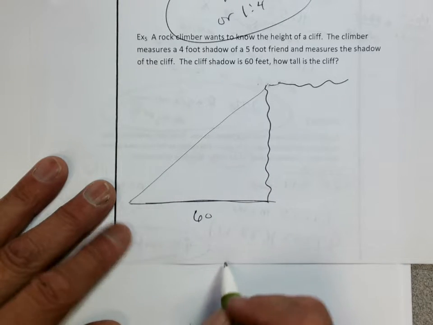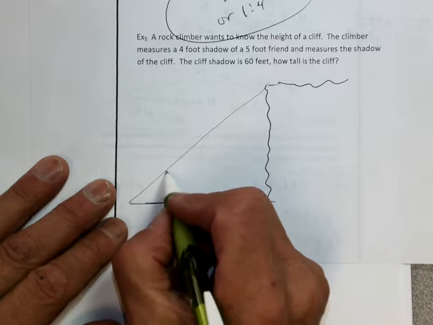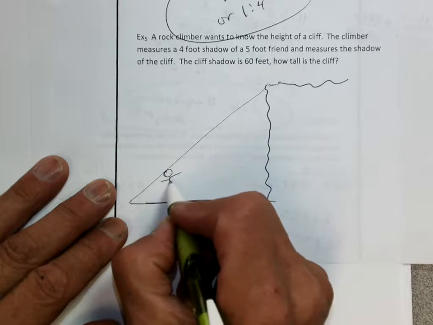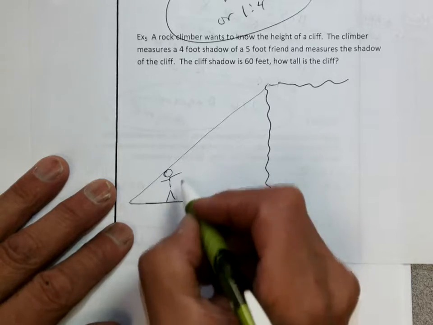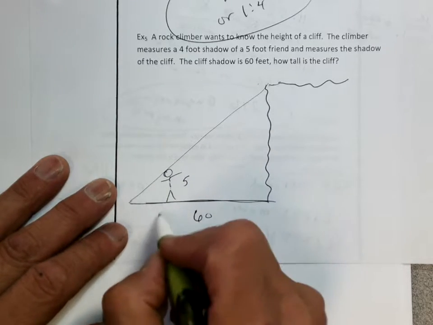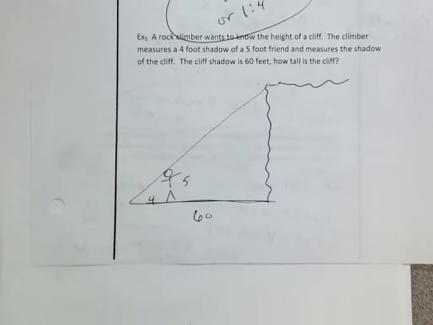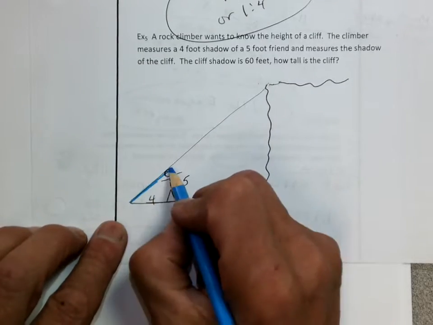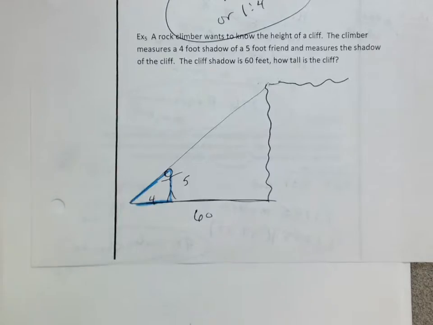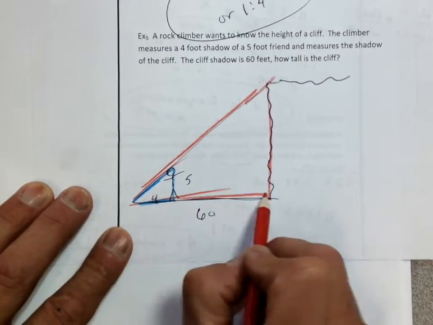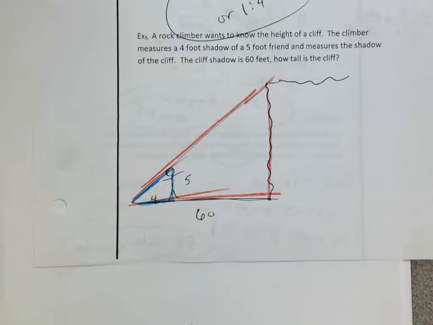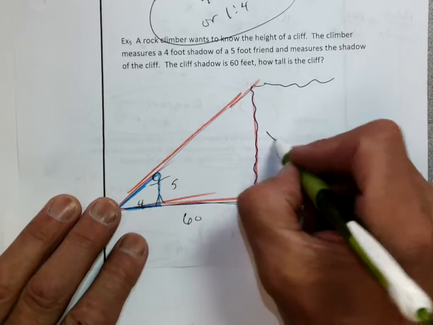Now we got a friend. If he stands right in the shadow, right? Here's my friend. And my friend's 5 feet tall and casts a 4-foot shadow. So let's see what we got. Hopefully you guys remember this from geometry. We have 2 triangles. I've got my little blue triangle, right? And I've got my bigger cliff shadow, right? And so let's call this X for the cliff, okay?